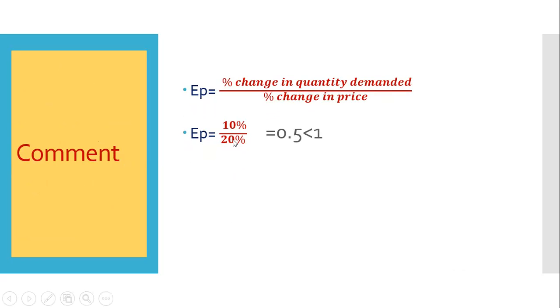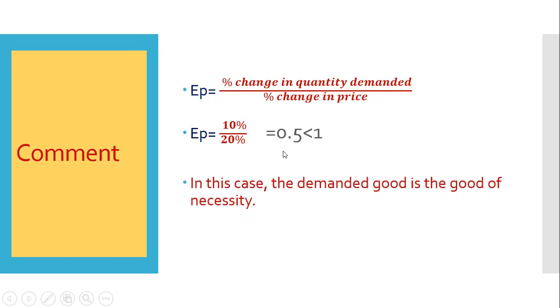And here we have got the result 0.5, that is smaller than 1. So when we get a result smaller than 1, we can understand that it is inelastic demand. And we can give a comment: in this case the demanded good is a good of necessity.